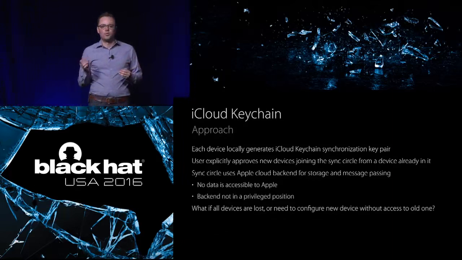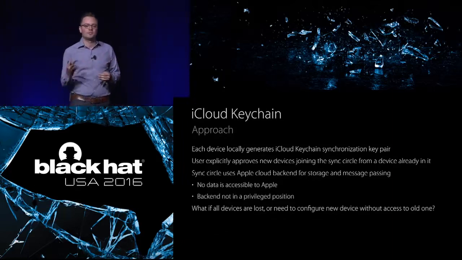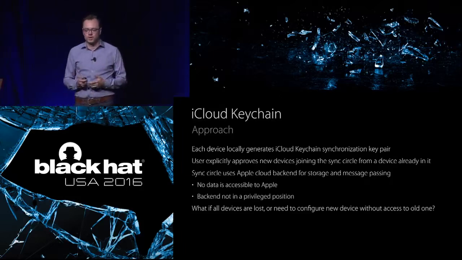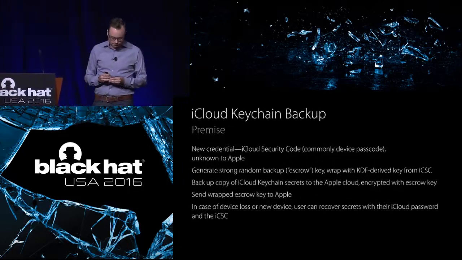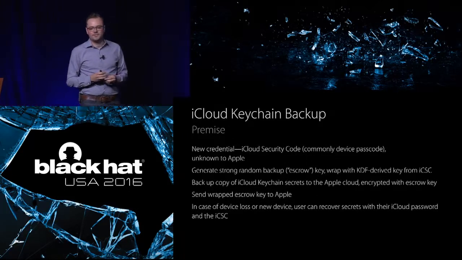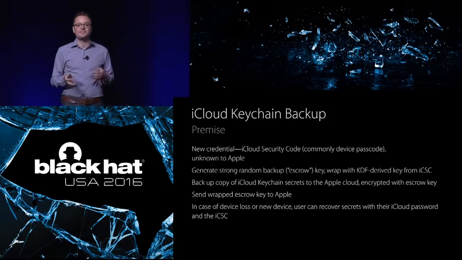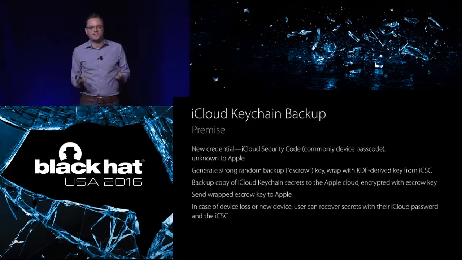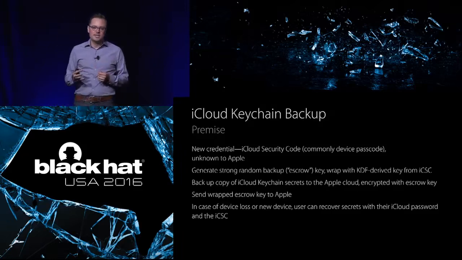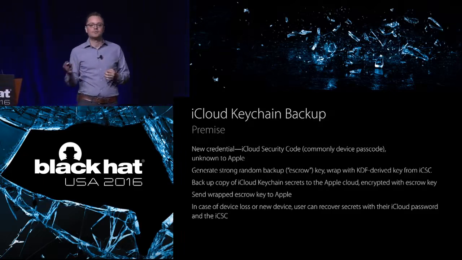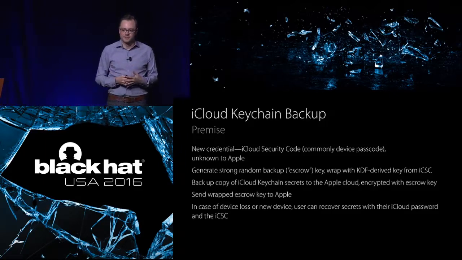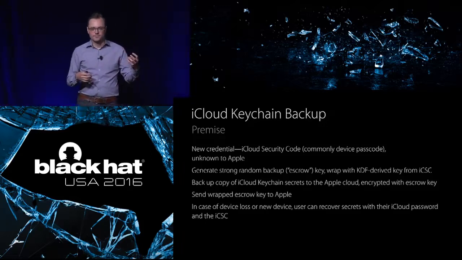So this is one part of the story, but what if the user loses all of their devices, or what if they need to configure a new device without actually having access to the old one? So for this, we have a feature called iCloud Keychain Backup. And here's what we do. We have a new credential, the iCloud security code. And most often, this is the device passcode, the passcode of the actual device. This is a credential that's clearly unknown to Apple. We then generate a strong random key, which we call the escrow key. And we will wrap this escrow key with a key derived from that iCloud security code, most commonly the device passcode.